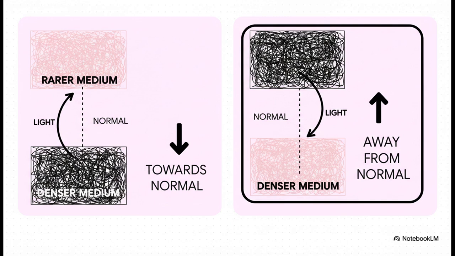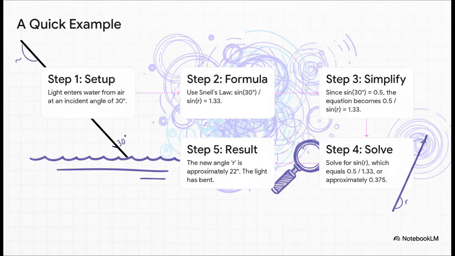It bends away from the normal. It's a two-way street with different rules for each direction. Okay, theory is great, but let's actually run the numbers. Let's imagine a ray of light hitting the water from the air at a 30-degree angle. So we just plug that into Snell's law.